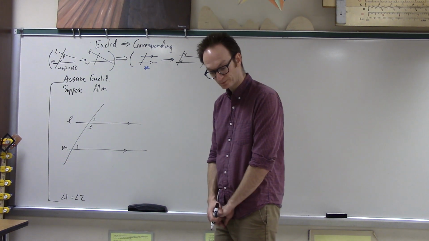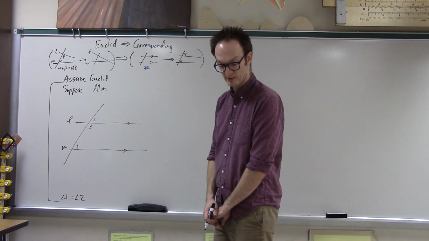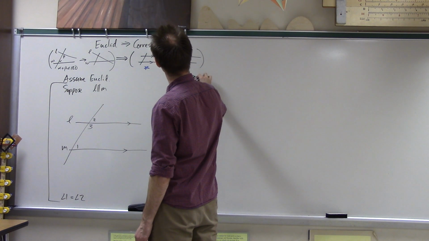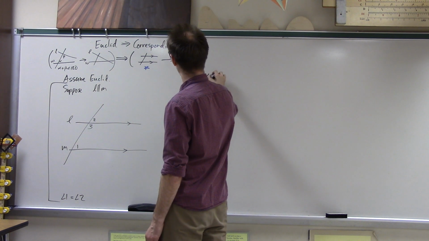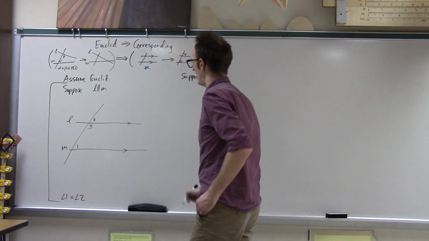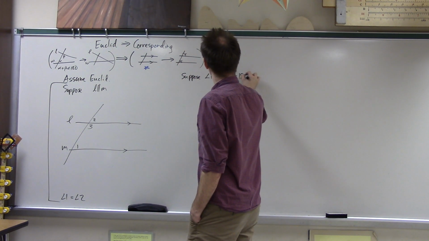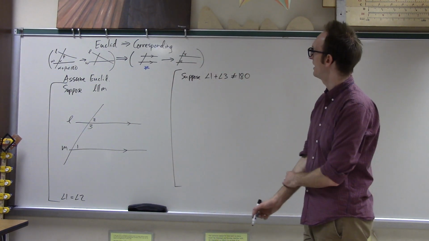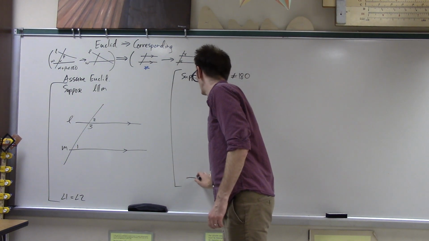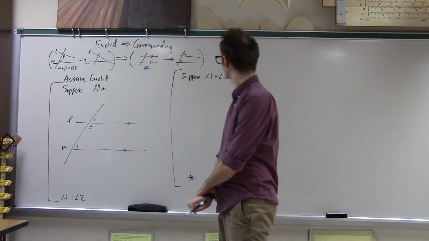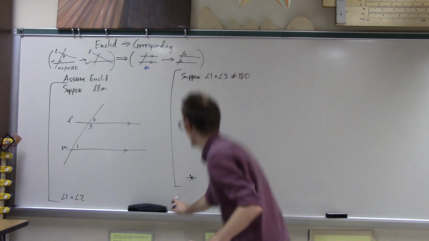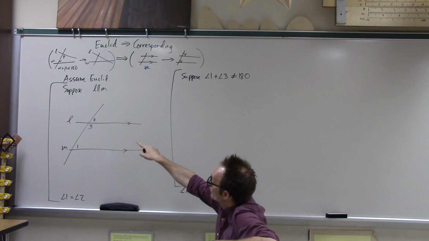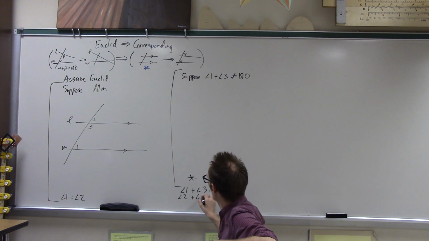Okay, so what I'll now do is I'll say, suppose that angle 1 plus angle 3 is not 180. What I hope to achieve here is a proof by contradiction, in which I will then conclude that 1 plus 3 is equal to 180. And why is that so nice? Because if 1 plus 3 equals 180, but it's also true that 2 plus 3 equals 180.